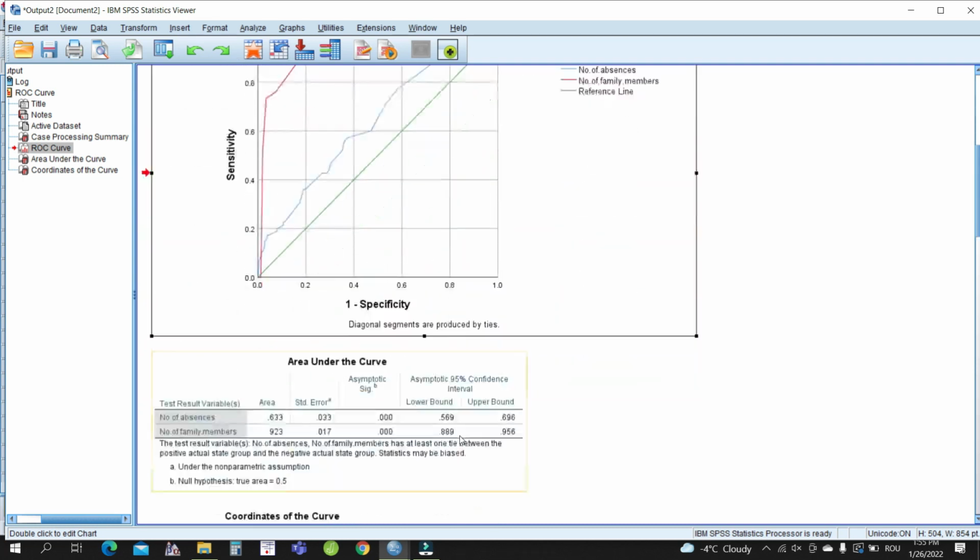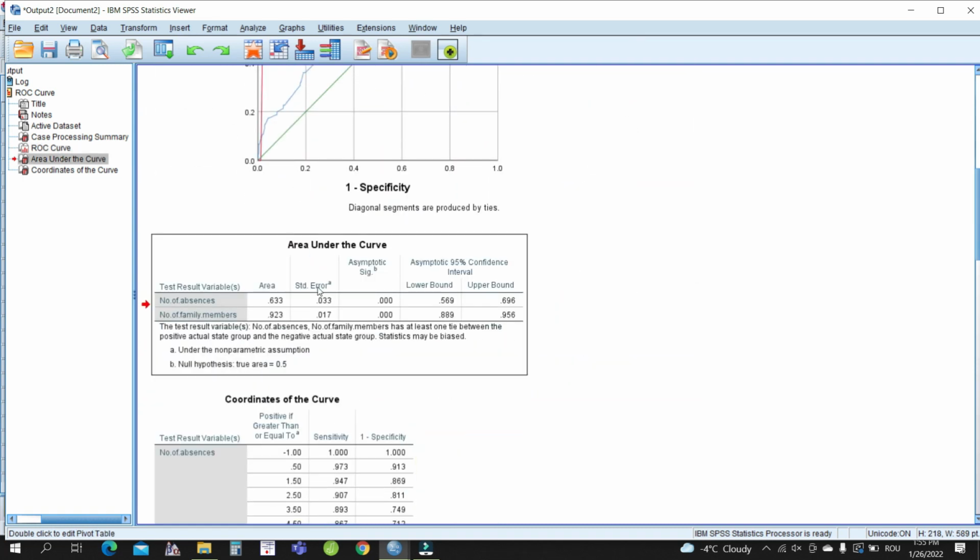Now, let's inspect the second table, which incorporates the area under the curve for each classifier. As you can see, the area for the number of family members is 0.92, while for the number of absences is 0.63. The same table contains the significance level for each area. As you can see, both are significant discriminators because their significance levels are lower than 0.05. But it seems that the number of family members has a higher discriminative accuracy.